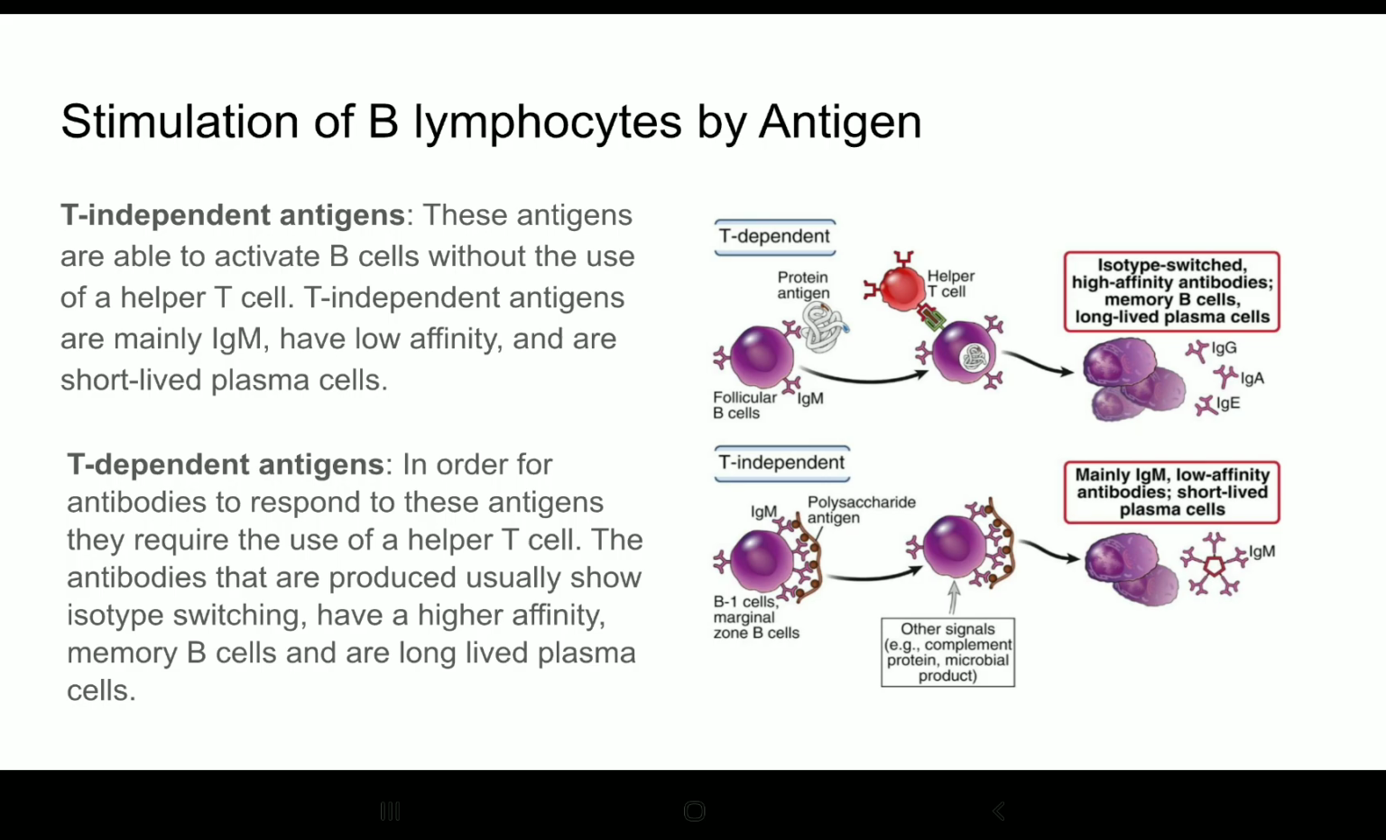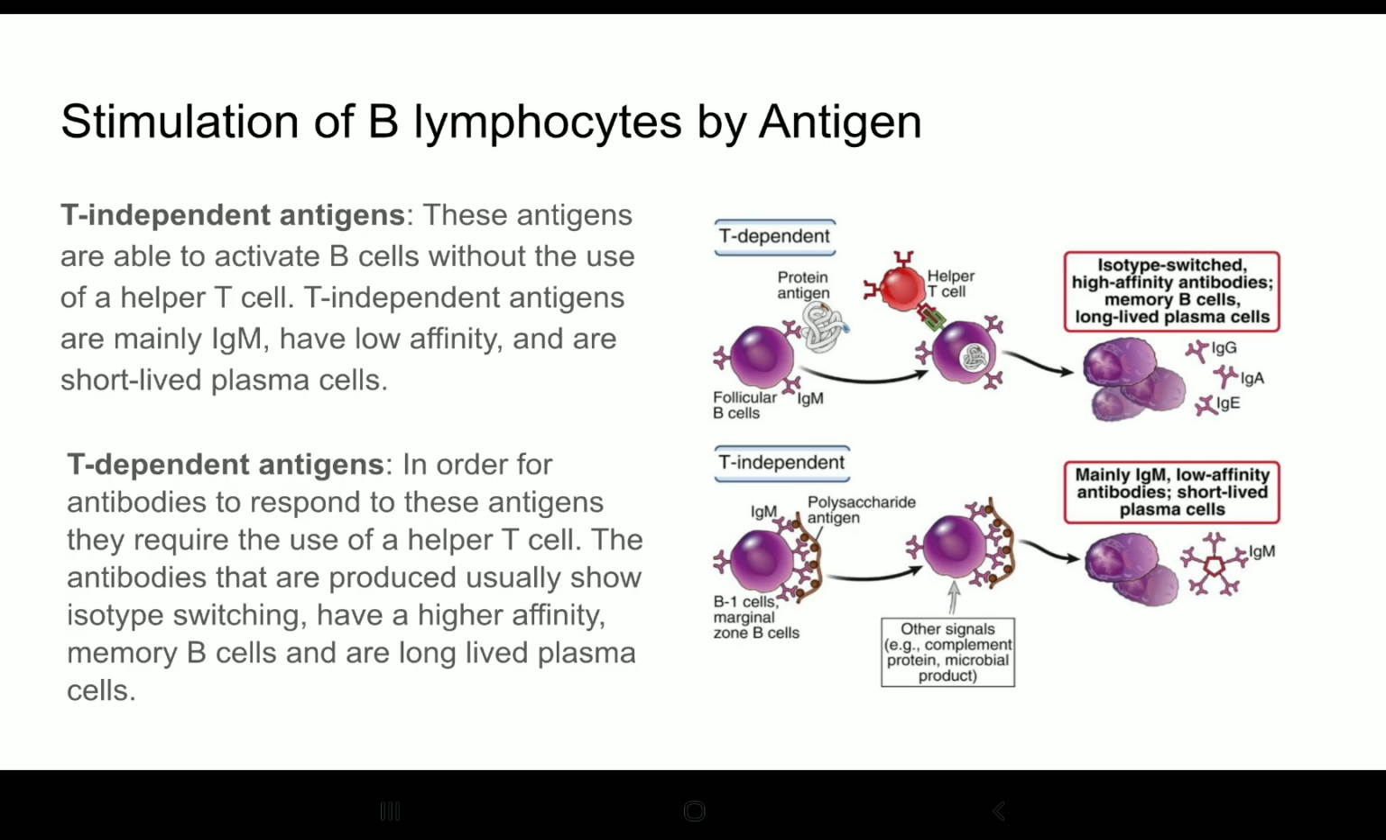B cells that are T-dependent do require T cells for activation, which happens when proteins bind to these B cells. B cells recognize T-dependent antigens and internalize them for presentation through the MHC molecule to a helper T cell, which recognizes the MHC class II, activates and provides help to the B cell through the secretion of cytokines and receptor binding.